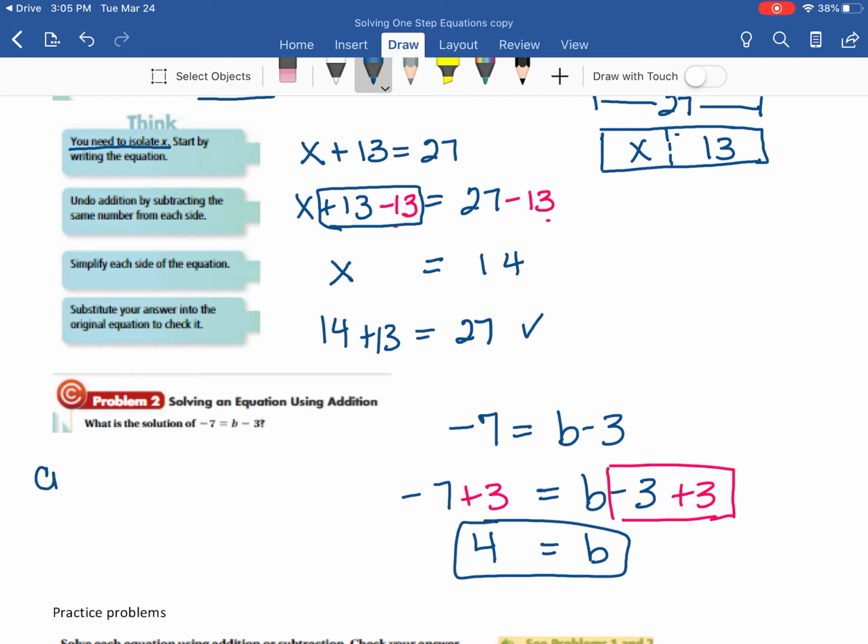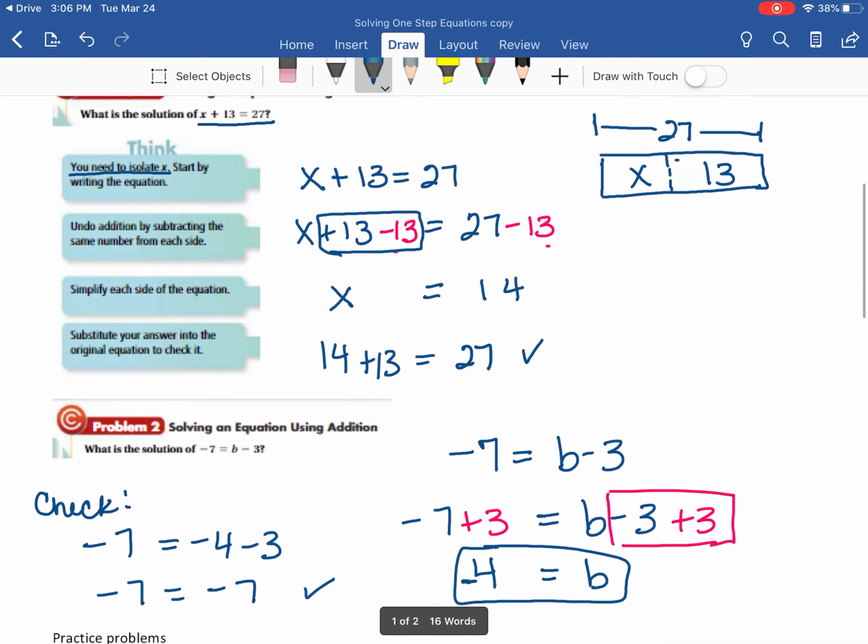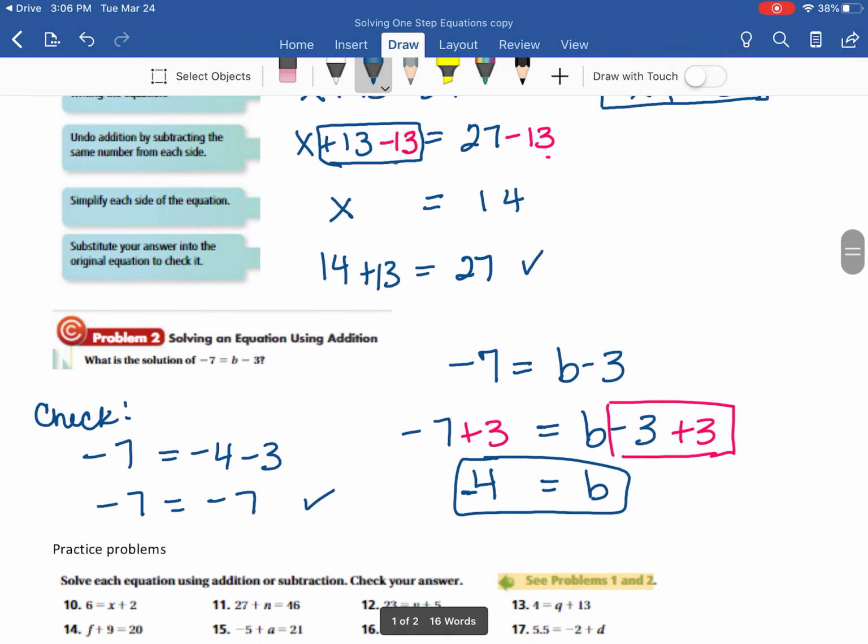I can check that. Negative 7, does that equal... Nope, that should be negative 4 minus 3. Well, if I'm already at negative 4 and I take away 3 more, then yes, I'm going to be at negative 7. Okay, so those are the addition and subtraction properties. So if you are adding, you're going to subtract. If you are subtracting, then you're going to add to undo those things. So we're using inverse operations.